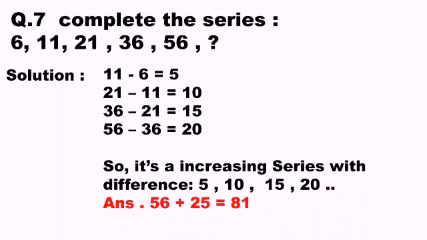First of all, what you need to do? You have to check whether the series is in increasing order or decreasing order. If it is in increasing order, then find the gap between two numbers. Or if it is in decreasing order, then also you have to check the gap. If the gap is in increasing order, then that means the series is an increasing difference series. So now you have to check how it increases. See, 5, then 10, then 15, then 20. That means 5 is added each time.